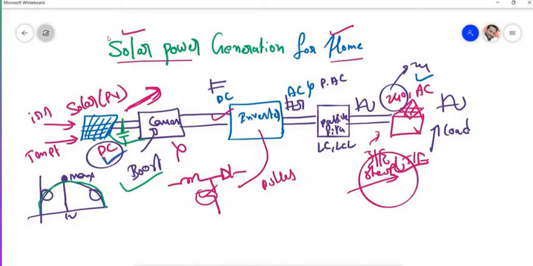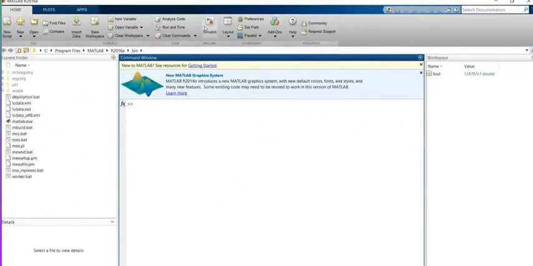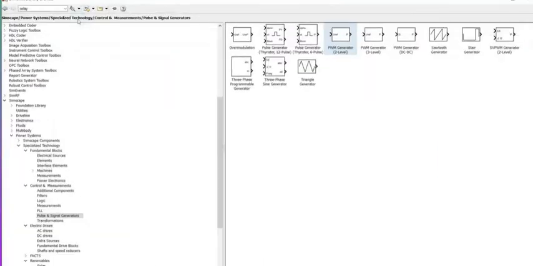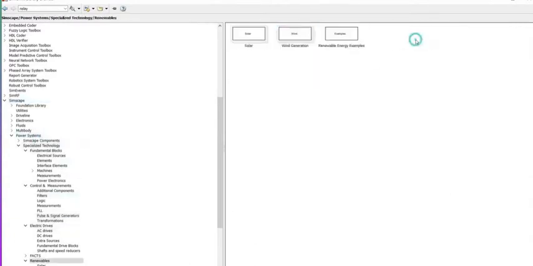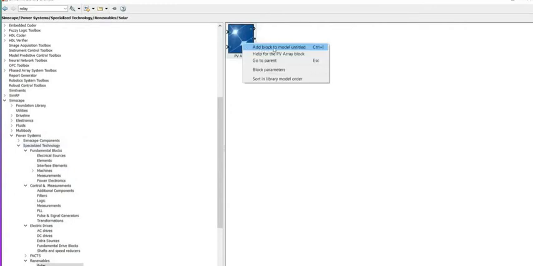Now open your MATLAB. After opening MATLAB, click on Simulink. Now open the library to take the elements. Here you can take the elements that we require. First of all, take the solar panel. In Simscape, SimPower Systems, Specialized Technologies, Renewables, you can get the PV array. So we add this block.